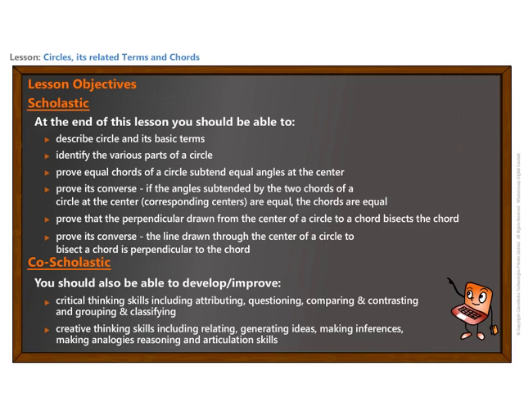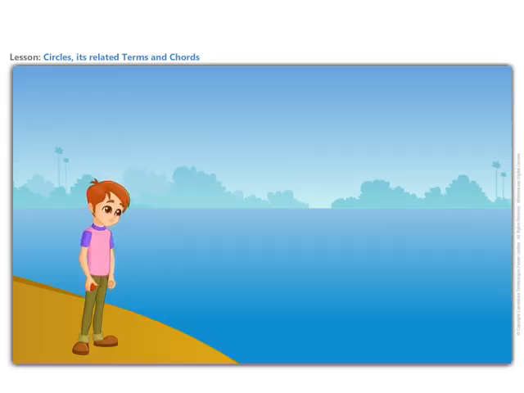Prove its converse. If the angles subtended by two chords of a circle at the center are equal, the chords are equal. Prove that the perpendicular drawn from the center of a circle to a chord bisects the chord. Prove its converse. The line drawn through the center of a circle to bisect a chord is perpendicular to the chord.